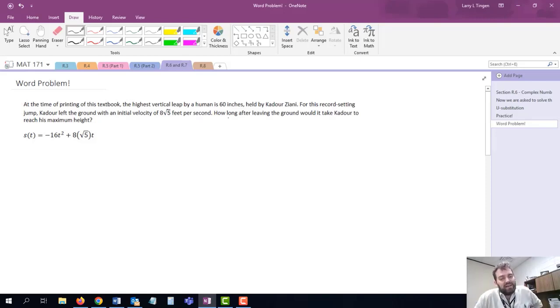At the time of printing, the highest vertical leap by a human is 60 inches, held by Kaddour Ziani. For this record-setting jump, Kaddour left the ground with an initial velocity of 8 times the square root of 5 feet per second. How long after leaving the ground would it take Kaddour to reach his maximum height?